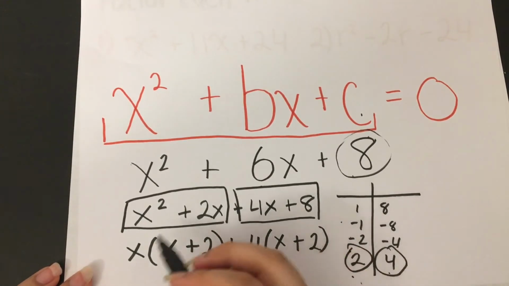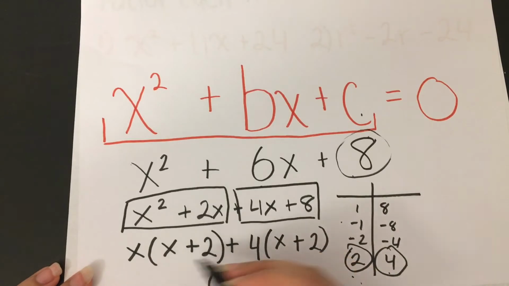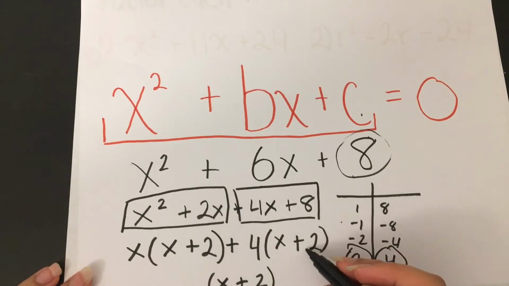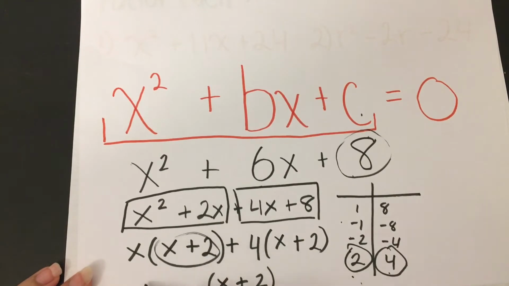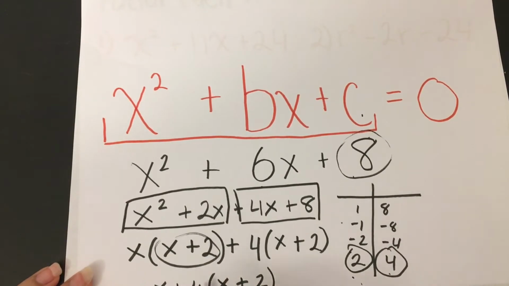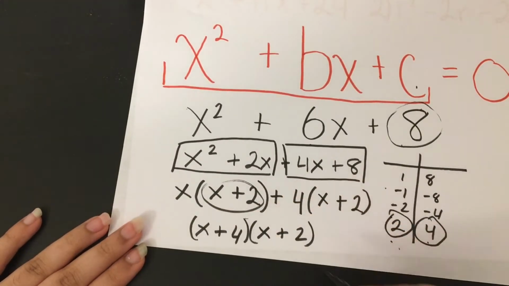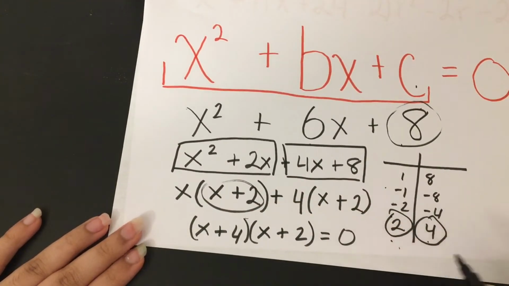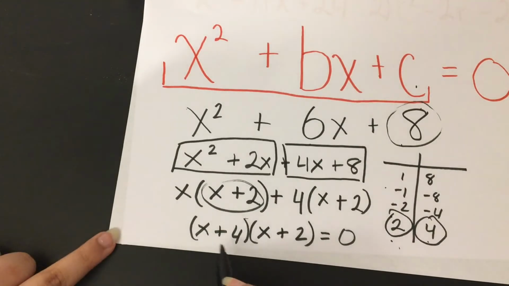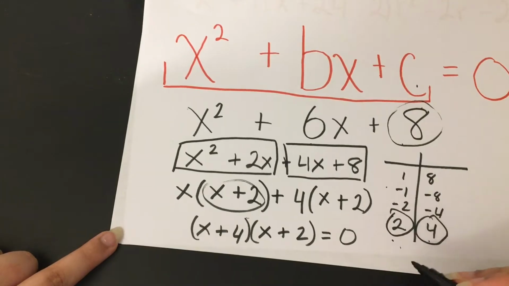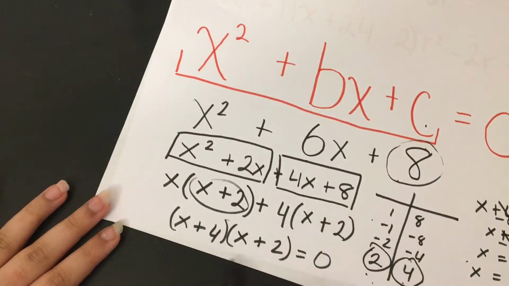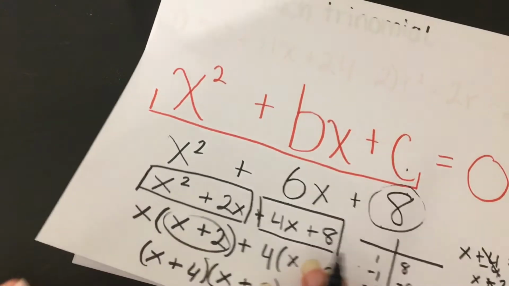Now what happens to the x and the 4? Since the parenthetical values are the same, these are going to be added together and multiplied by this value. So it's going to be x plus 4 times x plus 2, and that is our factored form. And normally we set it equal to 0, and we set both factors equal to 0. Here is the factored form, x plus 4 times x plus 2. Let's try a few examples.